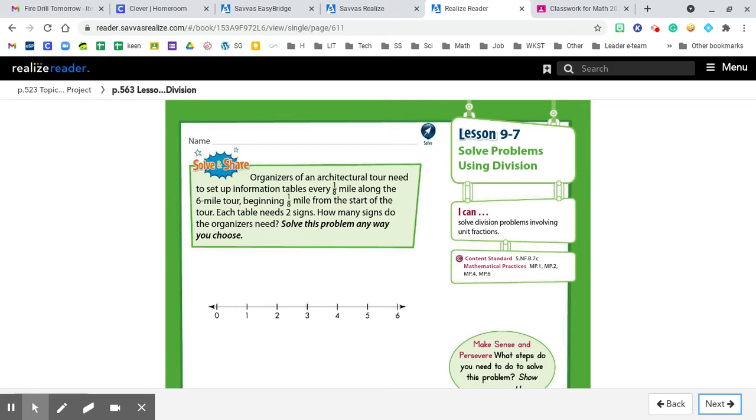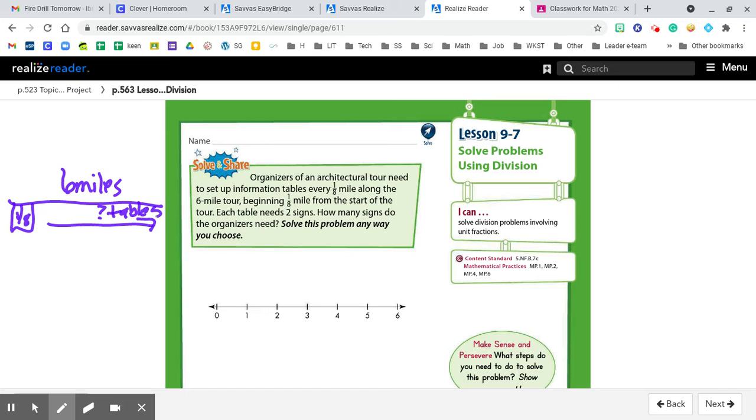So they're going to have a 6 mile long tour, and they're having a table every eighth of a mile. So what we need to do here is make sure, oops, let me get that going there. Okay, so we have 6 miles, and we want to know how many eighths are in 6 miles so we can figure out how many tables do we need.